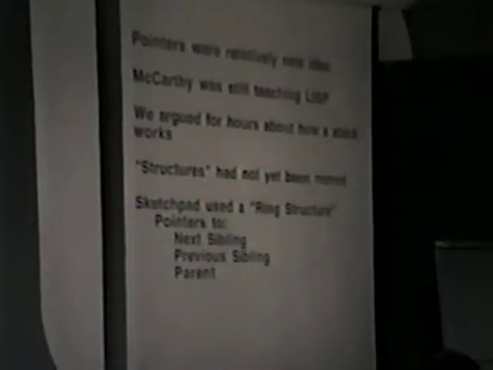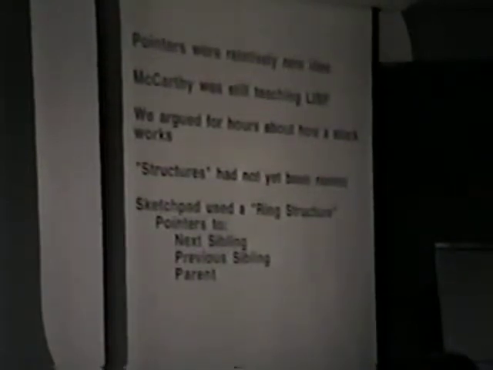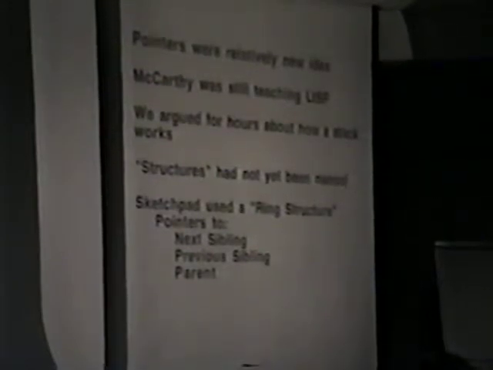Now, to go back in history, today, of course, I talk about pointers as if it was a straightforward and easy kind of notion, but in those days, pointers were relatively rare. It was kind of a new idea. Lisp had only been around for two or three years. In fact, McCarthy himself was still teaching it at MIT. I took the course from the man himself. And we argued for hours about how stacks worked. I can remember the notion of a stack, scratching my head and arguing with the other graduate students as to whether that was really a plausible thing or not. And of course now it's just absolutely routine.